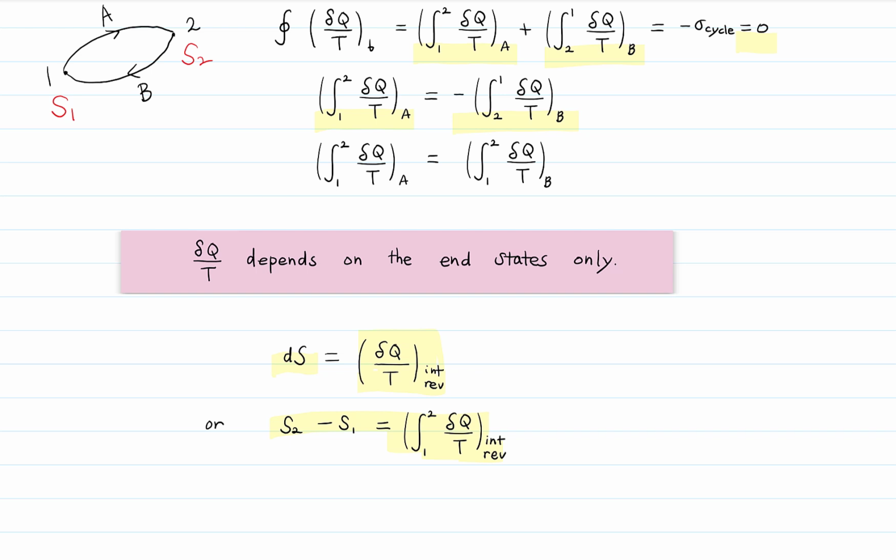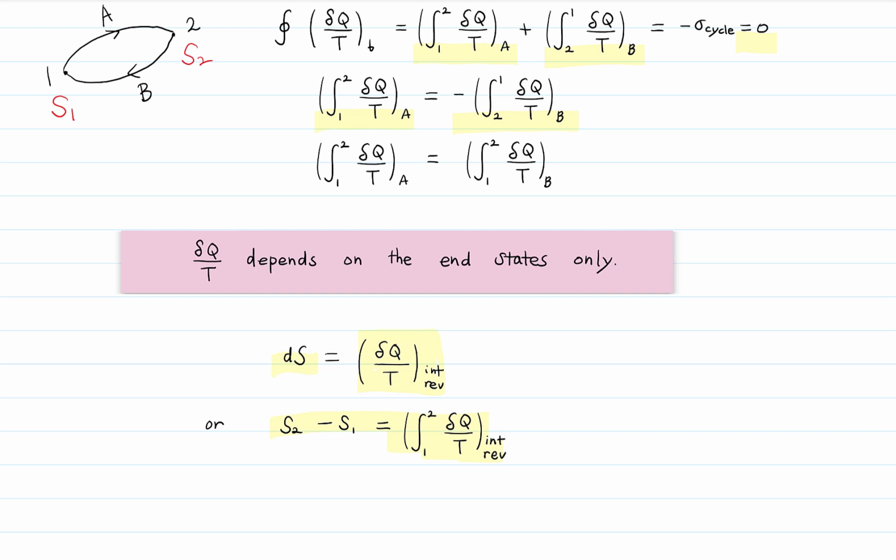For example, the initial state is 1 and the final state is 2. It may undergo an irreversible process. But the entropy change between the two states is still the same, S2 minus S1. The capital S is the total entropy. So it is an extensive property. The lowercase s is the specific entropy. It is an intensive property.